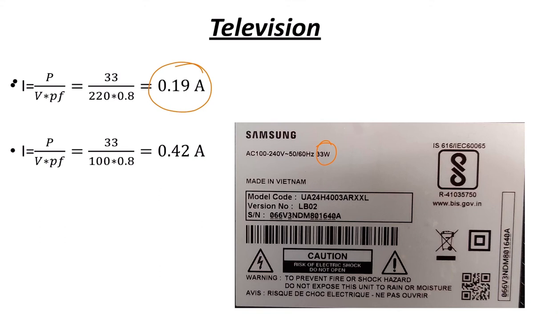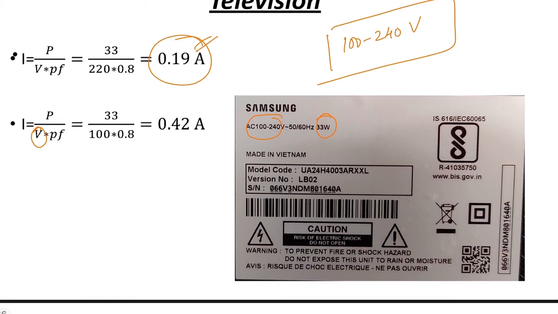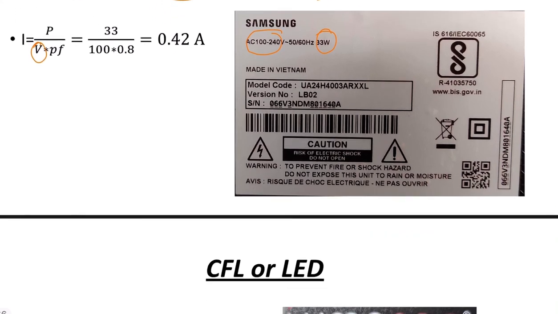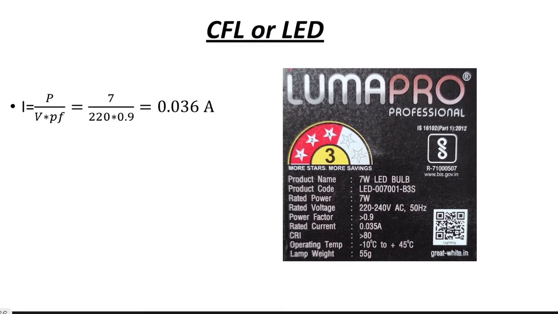Similarly, if you have the same television at a lower voltage, because it says that it supports 100 to 240 volts, right? It has a wide voltage range. So if you run this at 240 volts, the current drawn is going to be 0.19 amperes, and if you run it at a lower voltage like I discussed earlier, the same current is going to be 0.42 amperes.